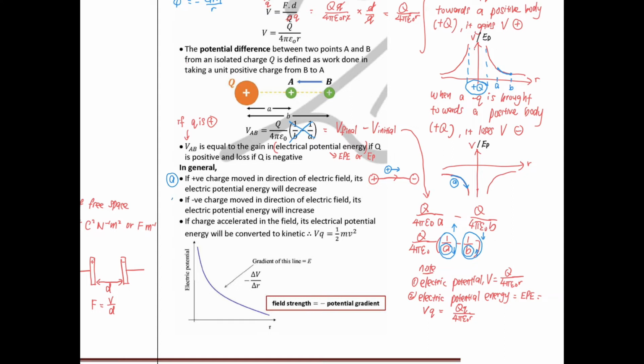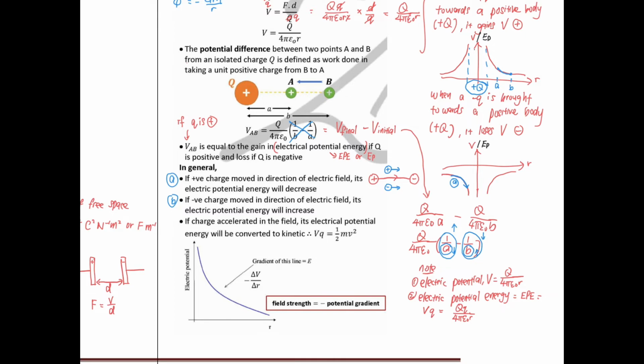Now, second point, let's say I call it B. If a negative charge moves in the direction of the electric field, its electric potential energy will increase. So they are trying to say this negative charge moves in the direction of the electric field.